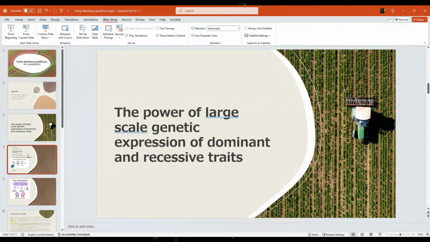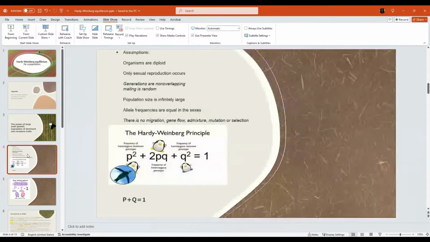Okay. The next thing to understand is the assumptions the equation makes. Not all of these assumptions are actually true. The first assumption is that the organisms are diploid. Well, that's true for everything except plants. So that assumption is true. Only sexual reproduction occurs. That's true. Only plants have asexual reproduction. Everything else has sexual reproduction.